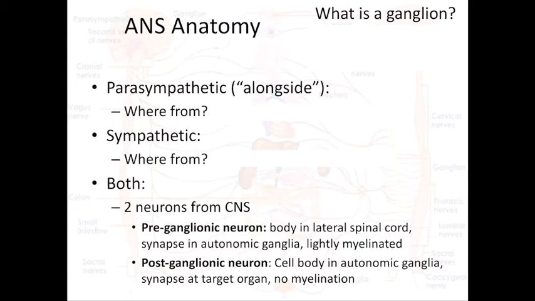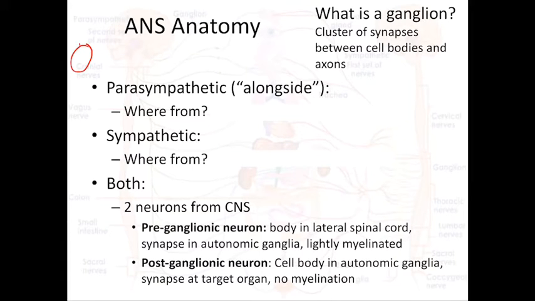Okay, so autonomic nervous system anatomy. What is a ganglion? A ganglion, as we've talked about before, is a cluster of synapses between cell bodies and axons. Really the way this works is we have one neuron here. This is the cell body, all of its little dendrites. And then we're going to have another neuron here, all of its little dendrites. It's going to have an axon coming down here to the target tissue.